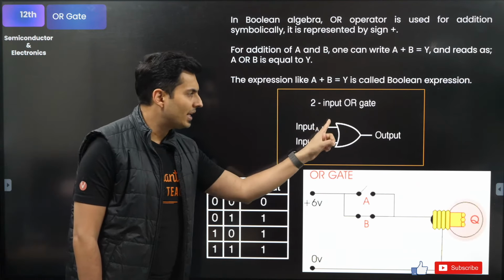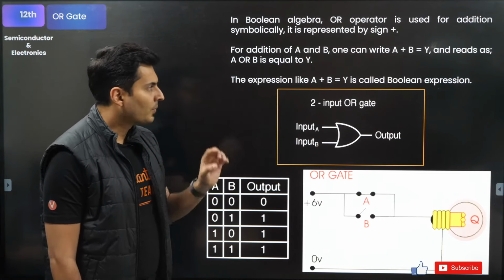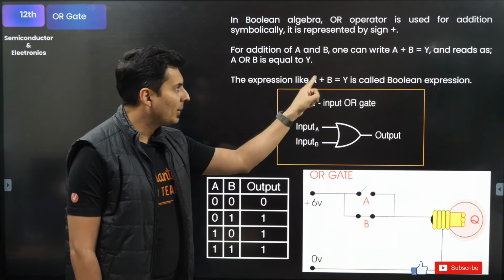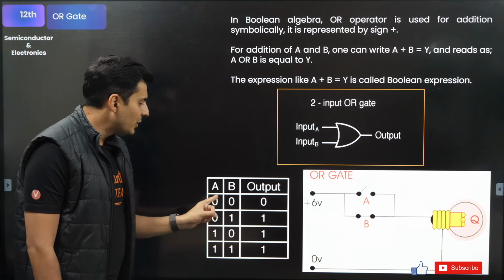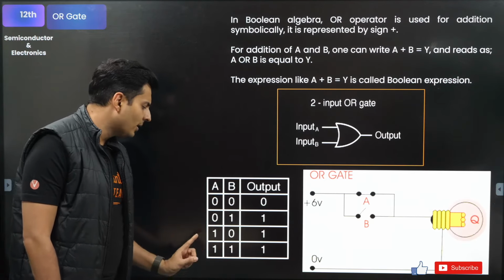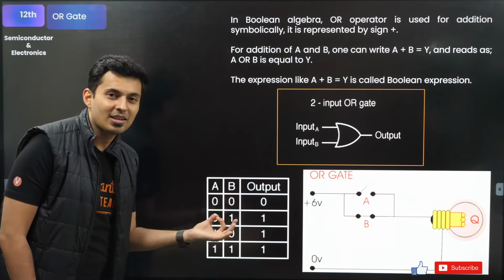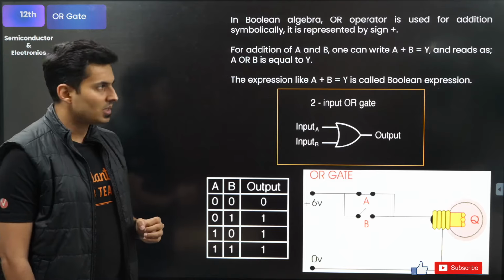The symbol for that is a curved D, and you can see these two curves over here. And mathematically you put a plus symbol over here. So 0 plus 0 is 0, 0 plus 1 is 1, 1 plus 0 is 1, 1 plus 1 is 1. So 1 plus 1 is not 2 because these ones and zeros are digital symbols.